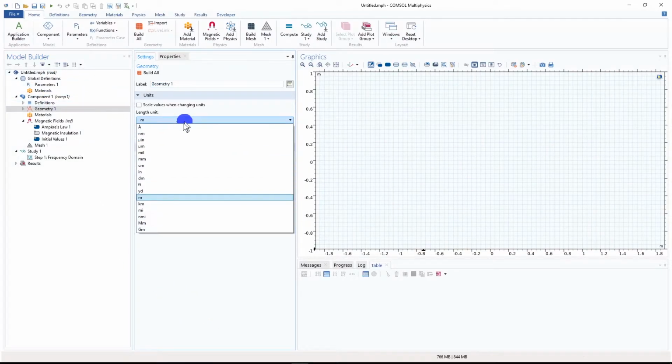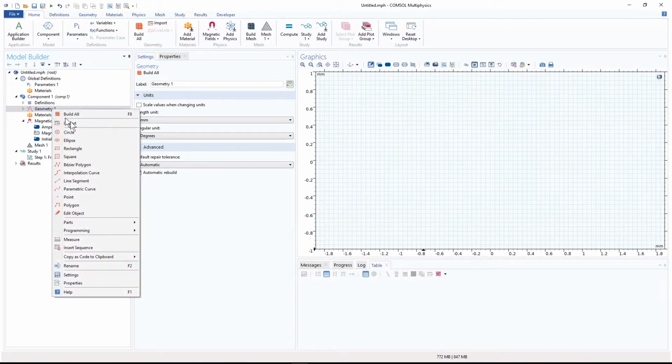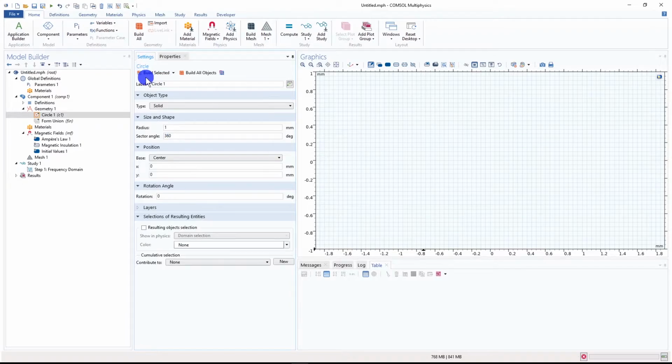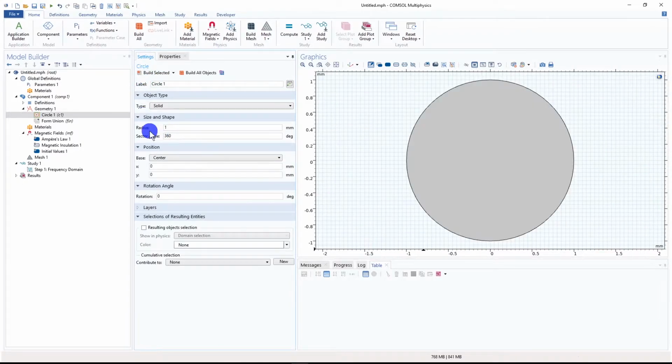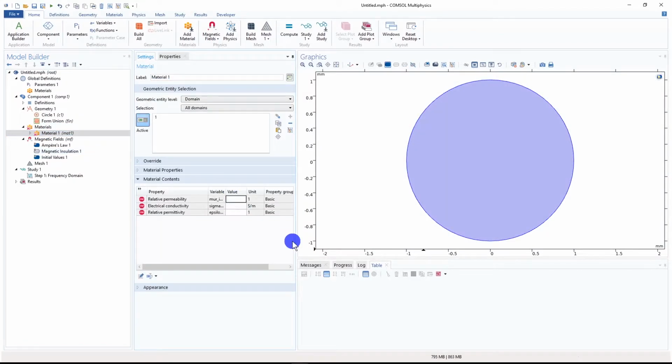So from dimension, I select millimeter, and then right click, create a circle, radius 1 millimeter, so we can build it right away. Material, I right click and I click a blank material, permeability 1, epsilon 1, sigma is 5.86 e power 7 for copper.